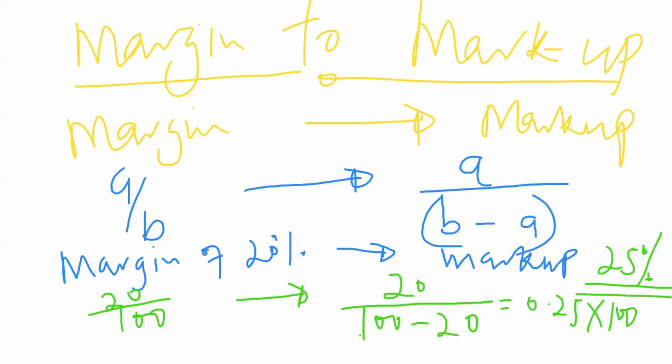So finally, we've understood how to move from margins to markup. So we always do the opposite. If we are to move from markup to margin, we do the opposite of what we've done here. Instead of subtracting, we add. So this introduction that we've gotten is actually enough.